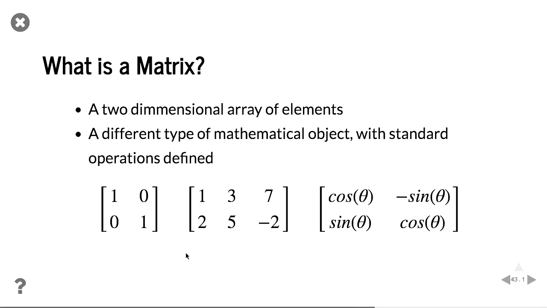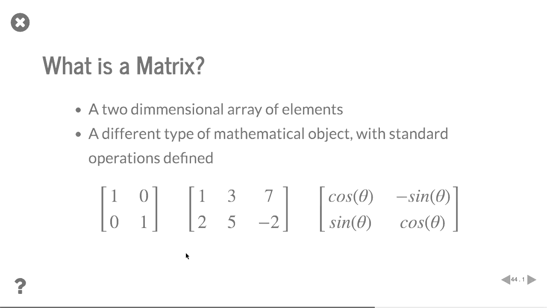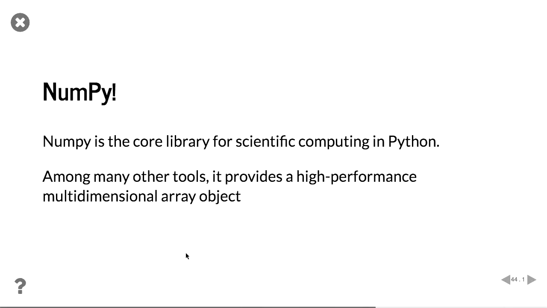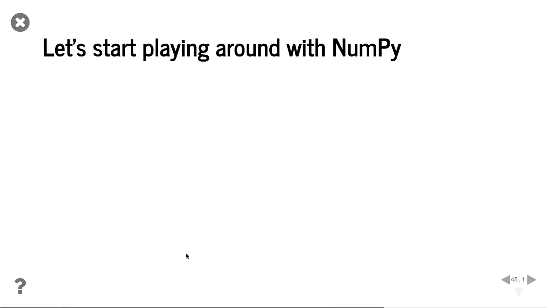So, linear algebra, matrices. What is a matrix? A matrix is a two-dimensional array of elements. Here, the positioning within a matrix does matter. And matrices are actually a different type of mathematical object. So we have standard operations defined, but they might work a little bit differently to what you're expecting. Now, if we're going to do anything with matrices in Python, chances are we're going to be using NumPy, because it's a really core library for scientific computing. It has, amongst a bunch of other tools, a really high-performance n-dimensional array object that we can use for doing matrix operations. So let's start playing around with NumPy.